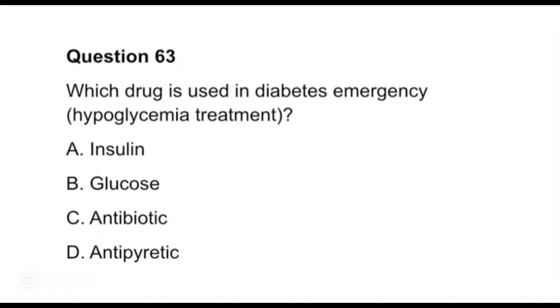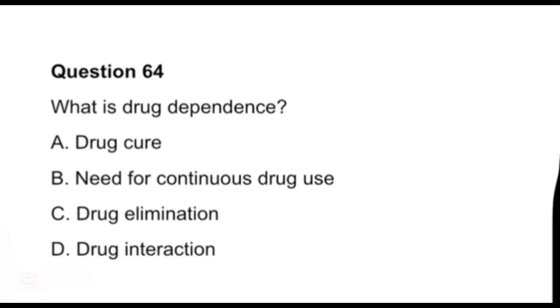Question 63. Which drug is used in diabetes emergency hypoglycemia treatment? A. Insulin. B. Glucose. C. Antibiotic. D. Antipyretic. Correct answer, B. Glucose. Question 64. What is drug dependence?